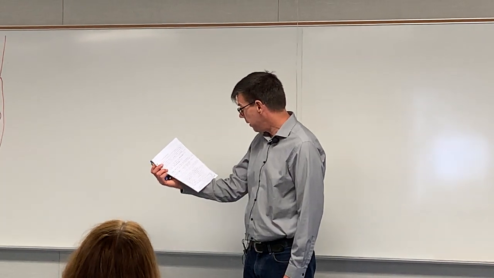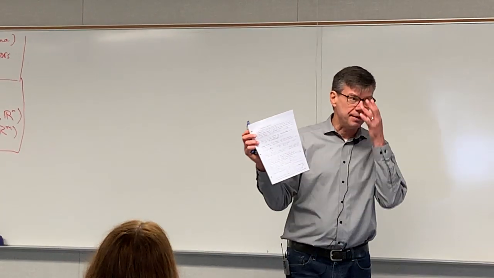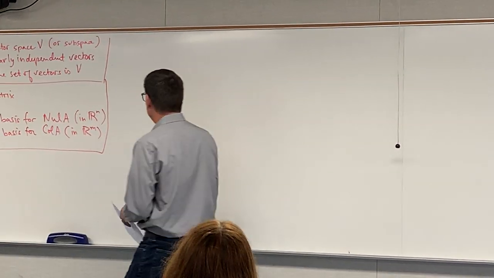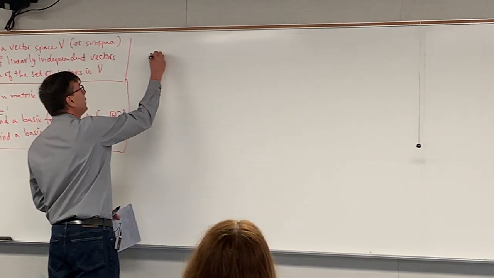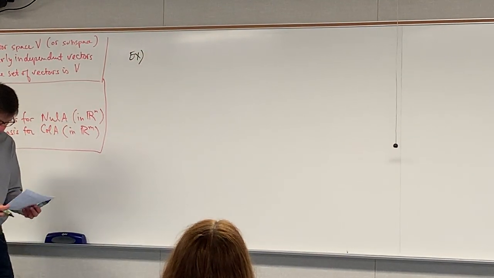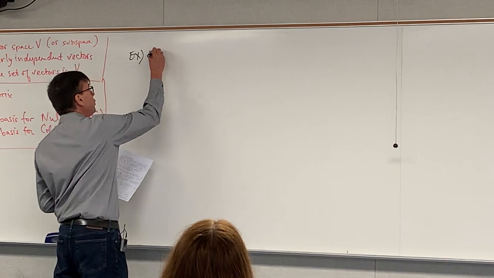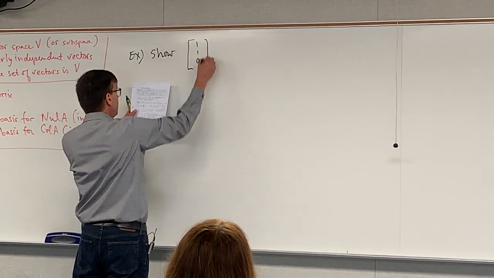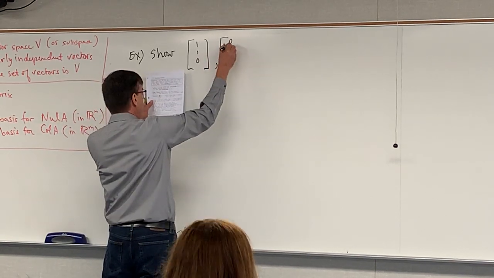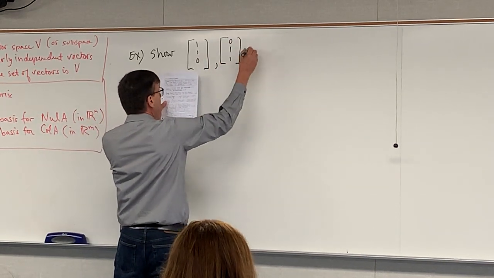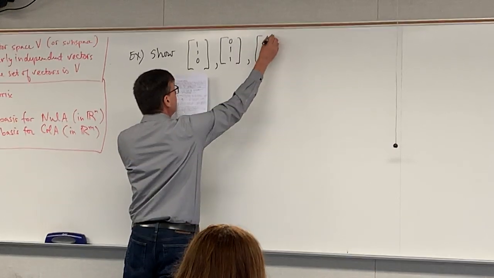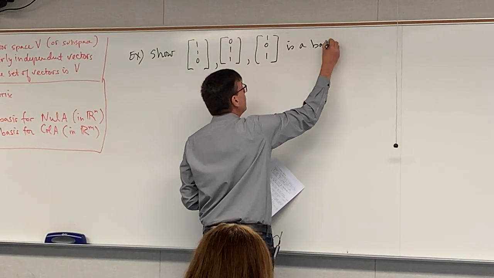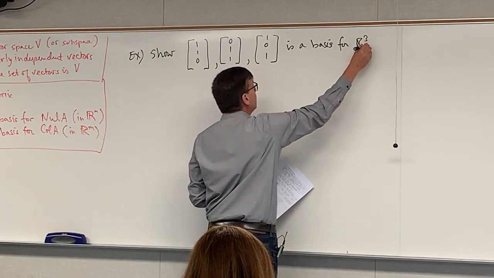We're going to talk a little bit about what it means to have different bases in the same vector space. There's that exercise down at the bottom, which I'll paraphrase here on the board. I want you to show that this set of vectors, (1, 1, 0), (0, 1, 1), and (1, 0, 1), is a basis for R3.